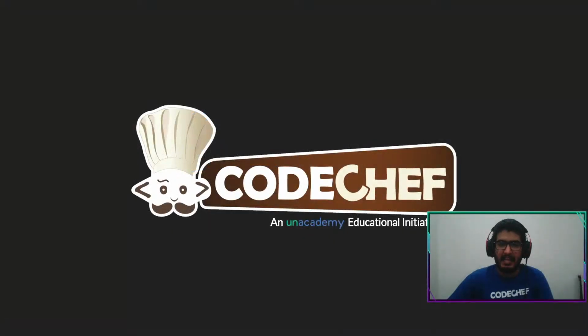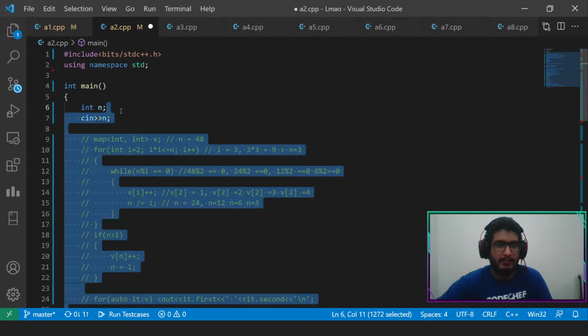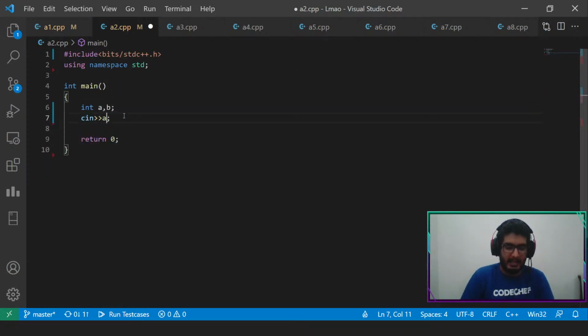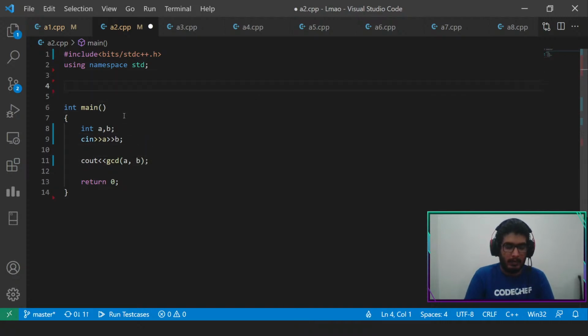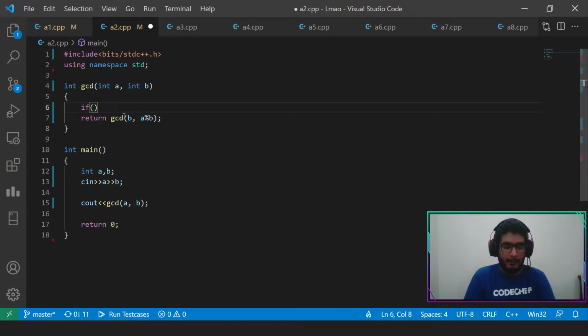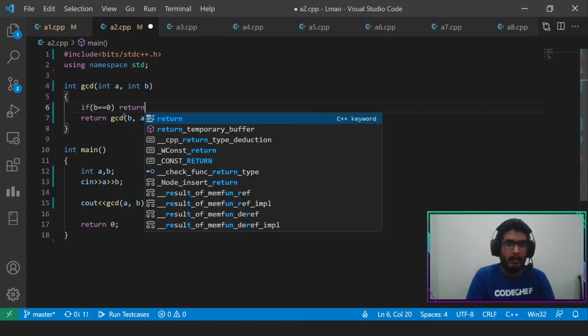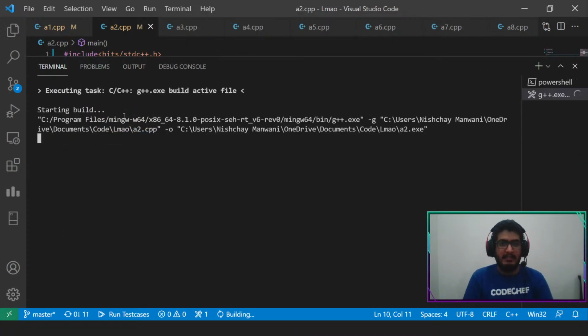The code would be very easy, as you would expect. Let me actually remove all of this first. Let us just take two numbers a and b, and we will just output the GCD of a comma b here. So int GCD of int a comma int b is just return GCD of b comma a modulo b, and if b is equal to 0, then we have to return a. This would work. Let us test if this is working.